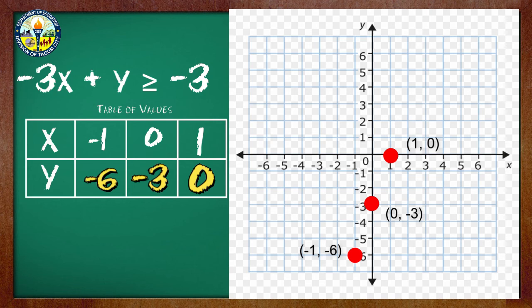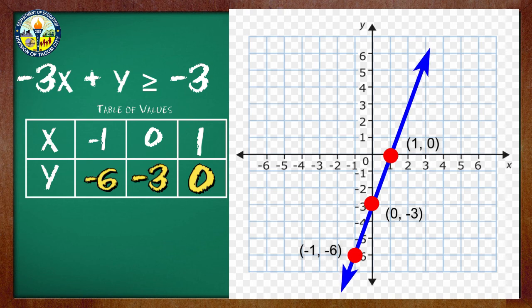Okay? Number 4. Decide whether the border is a dashed or solid line. Since the given inequality, negative 3x plus y is greater than or equal to negative 3, uses the symbol greater than or equal to, therefore, we use a solid line as our border.